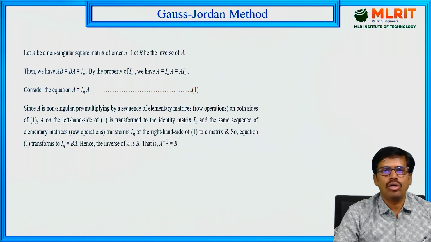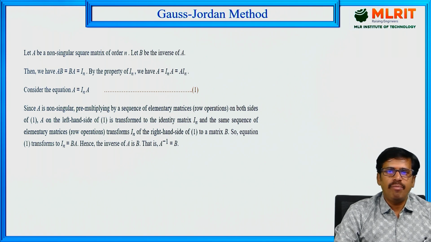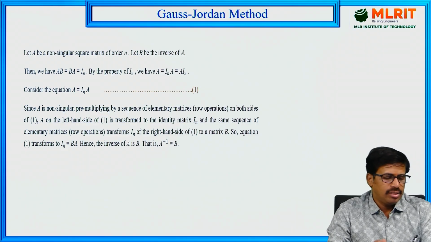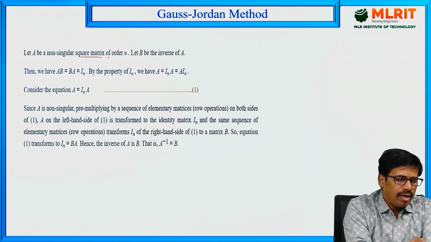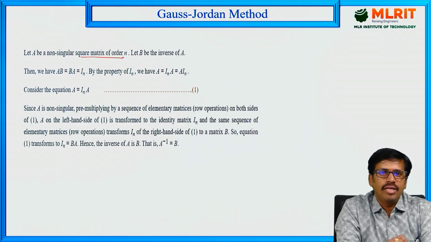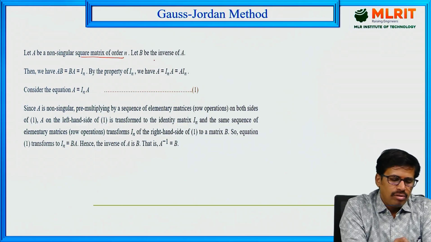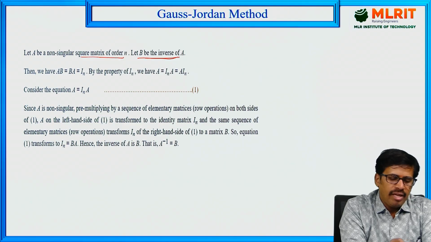Now coming to Gauss-Jordan method. For the given matrix, to find the inverse of matrix, we apply Gauss-Jordan method. Let us see how to find the inverse of matrix. Let A be a non-singular square matrix of order n. Non-singular means determinant not equal to 0. Let B be the inverse of A.